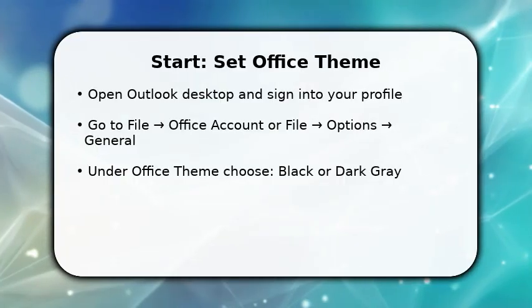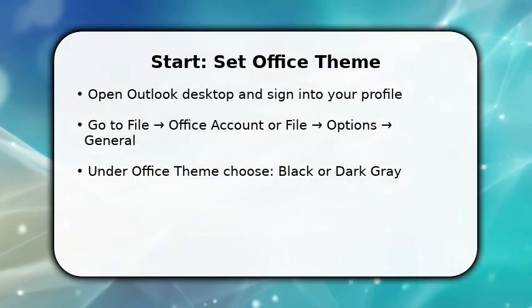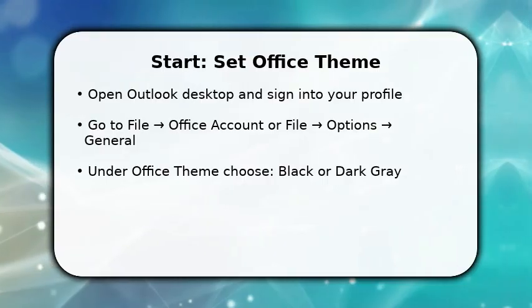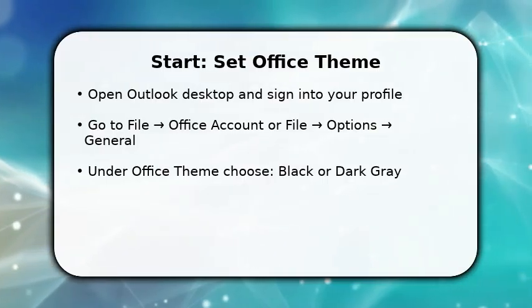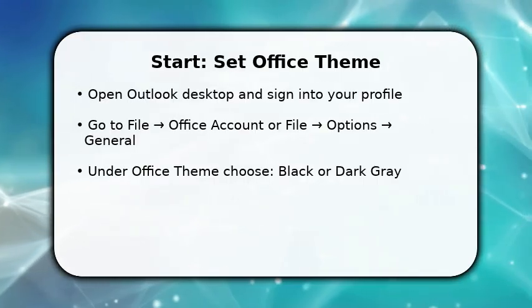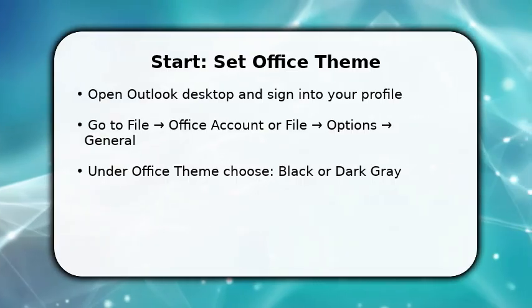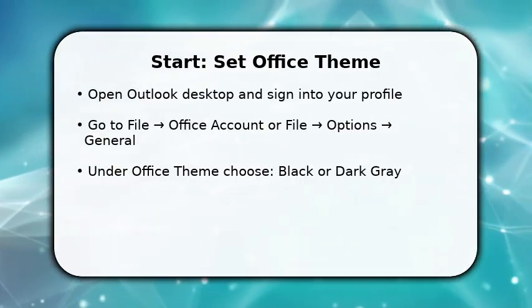You're going to change the Office theme first so the app UI goes dark. Open Outlook, then head straight to File and choose Office Account or Options > General, depending on your build. Under Office Theme, pick black or dark gray. This flips ribbons, sidebars, and menus to a dark palette. Do this now so the rest of the interface matches.